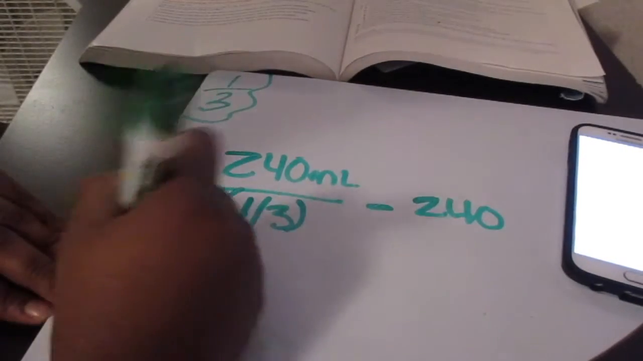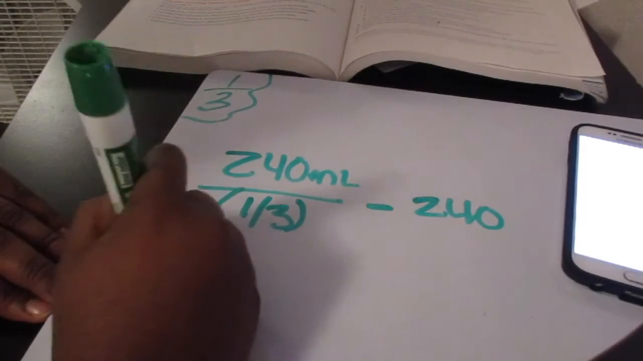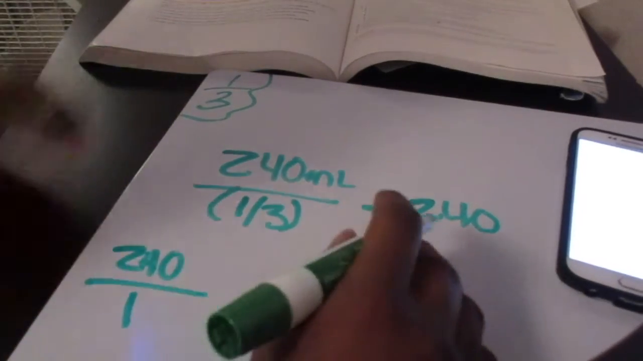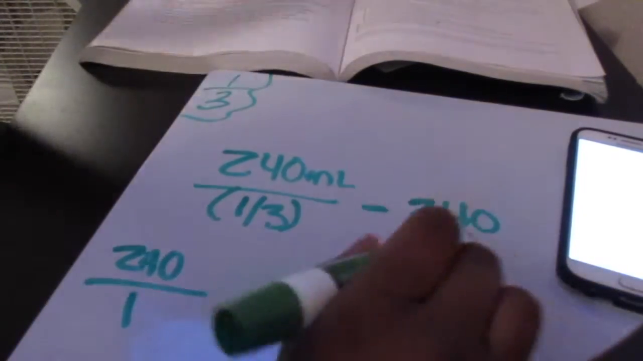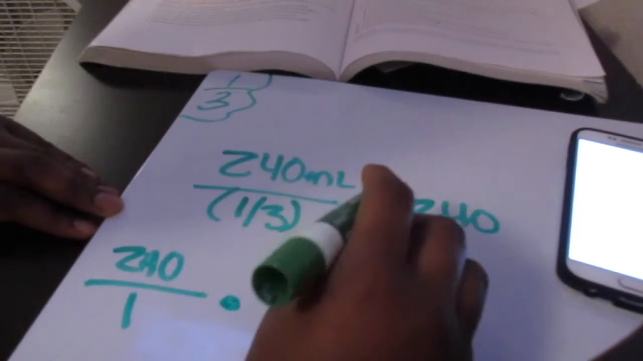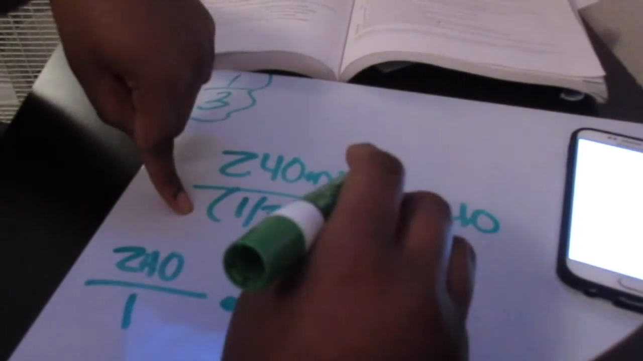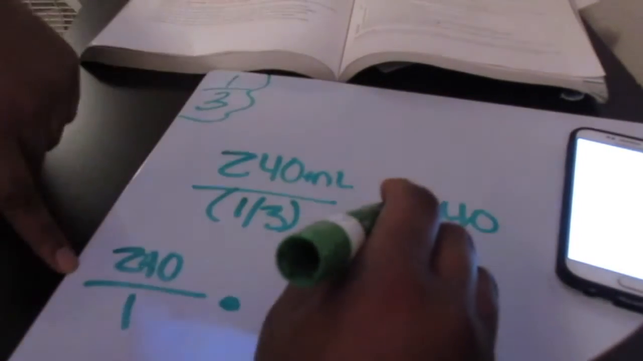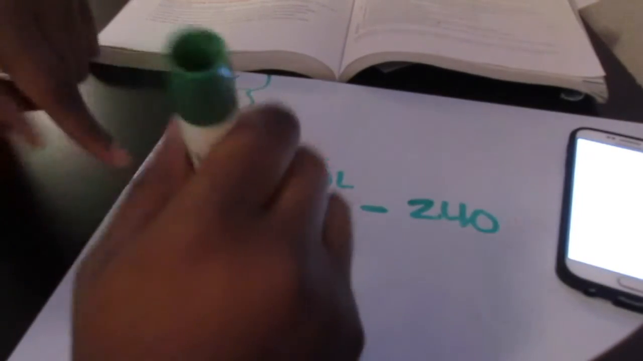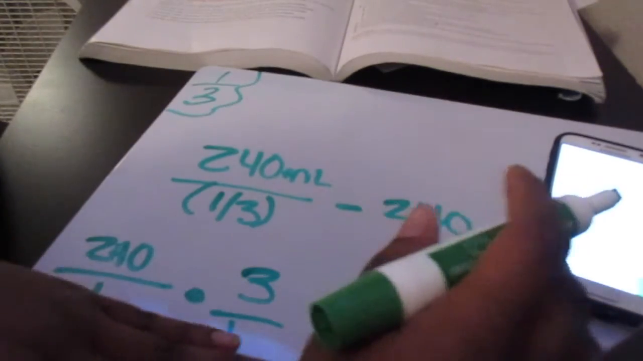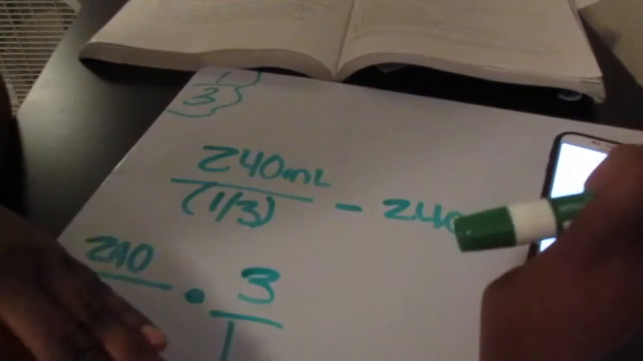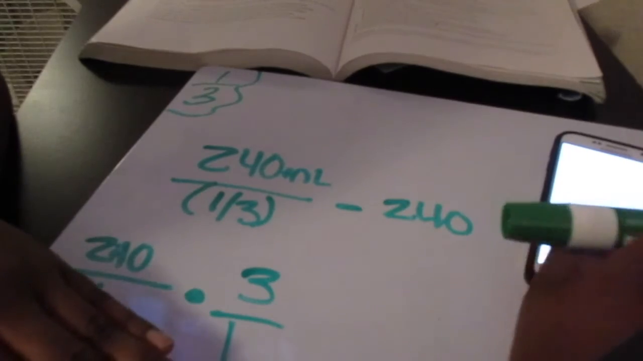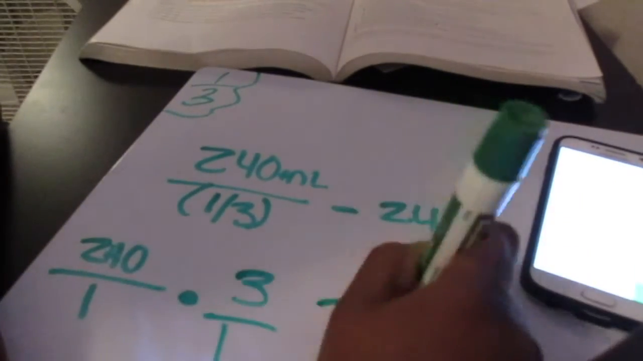You take the 240 they give you over 1, because 240 over itself is 1. And you multiply by the reciprocal, because you can't divide fractions, correct? You guys remember that? So you divide by the reciprocal, or multiply by the reciprocal. You take 240 over 1 times 3 over 1. And these ones basically cancel themselves out. So it's just 240 times 3, which is 720.